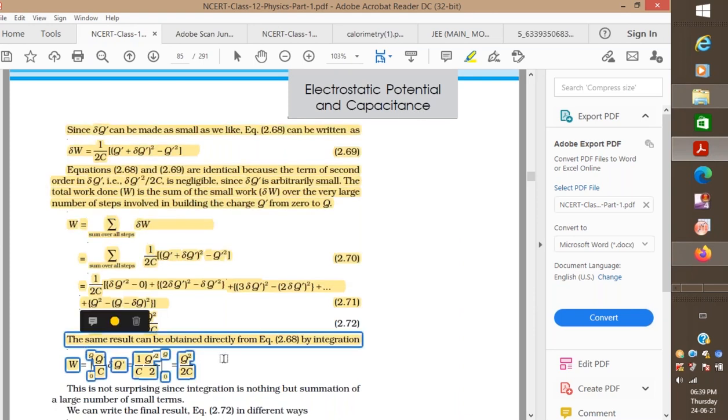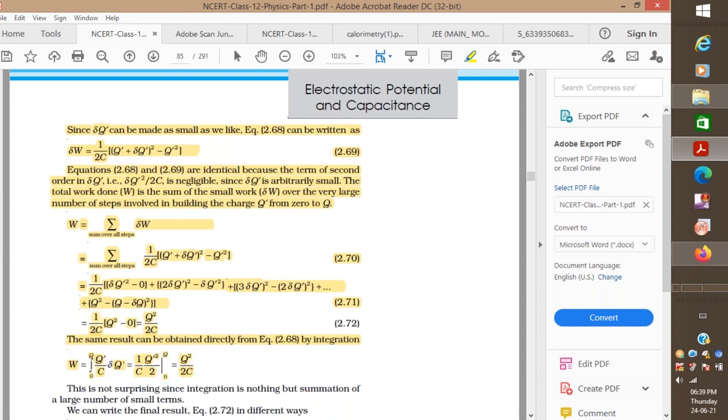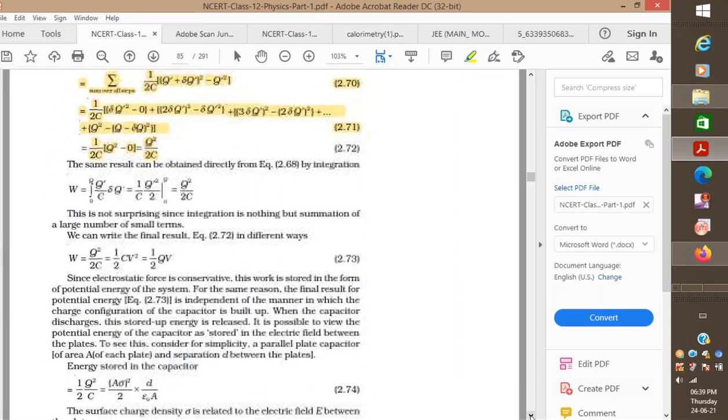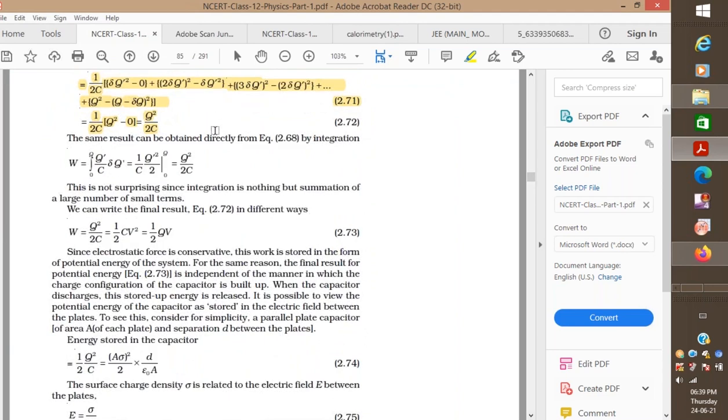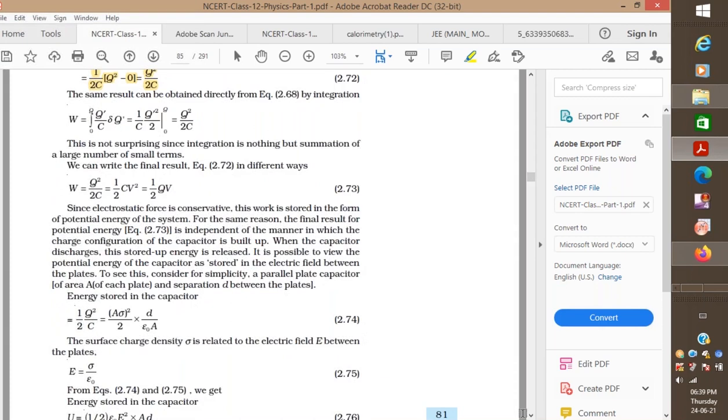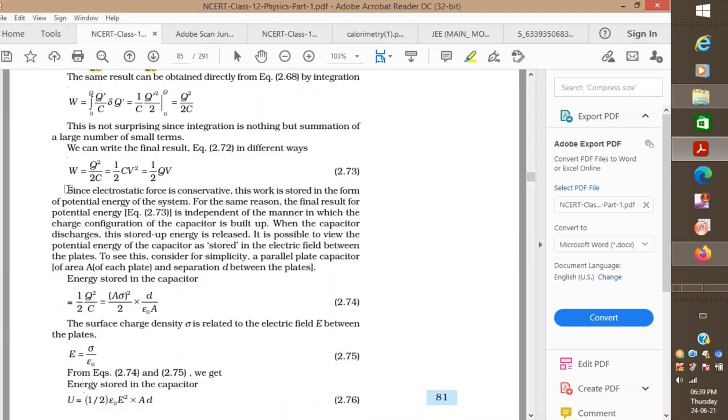For your exam, you can avoid this and go directly to here and get the expression, because you will be having a question of maybe 3 marks or 4 marks. So this integration itself will be enough to write that. Okay, so this is the mathematical expression for the work done. Since the electrostatic force is conservative, this work is stored in the form of potential energy of the system.